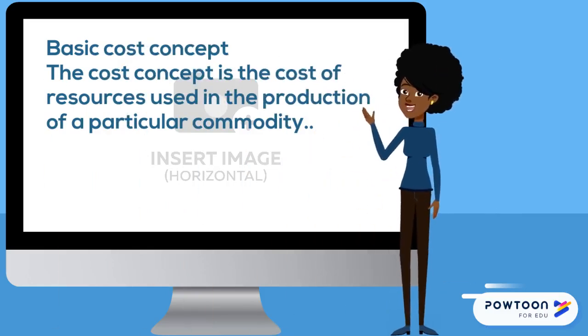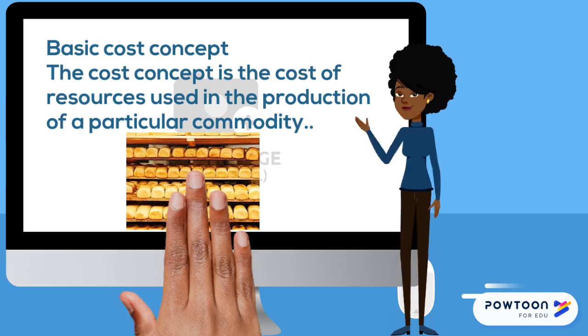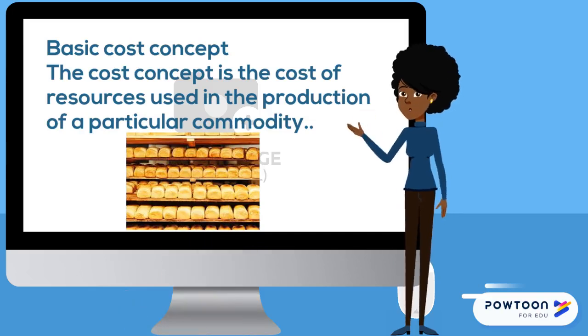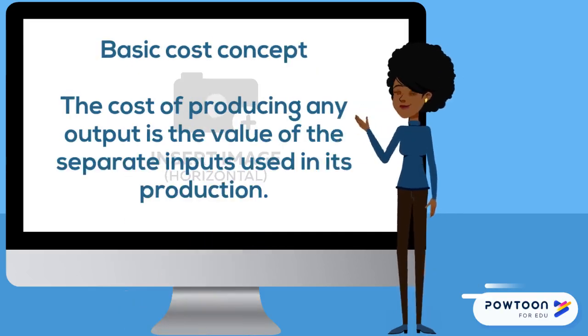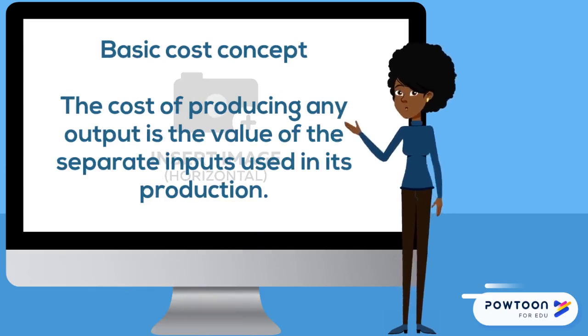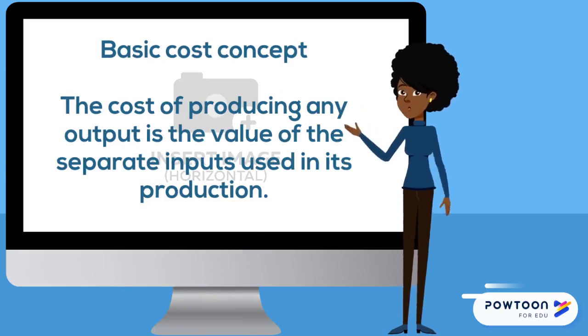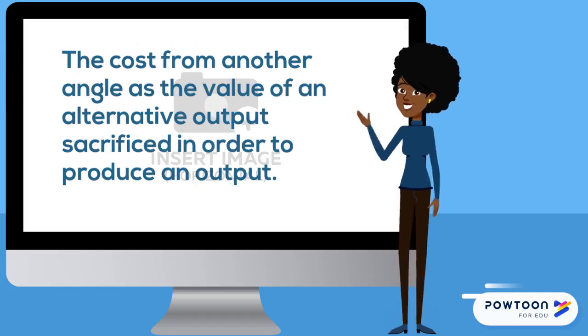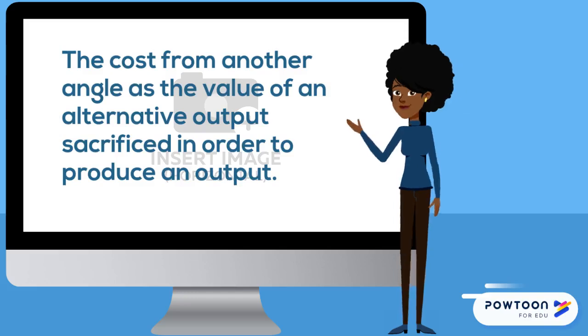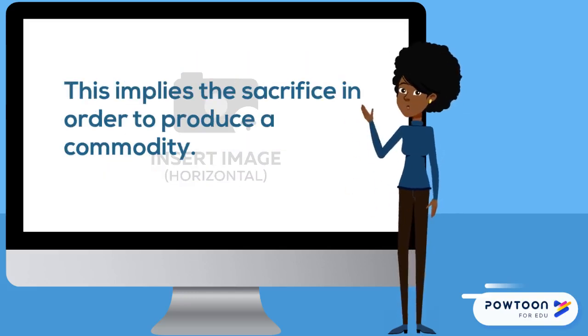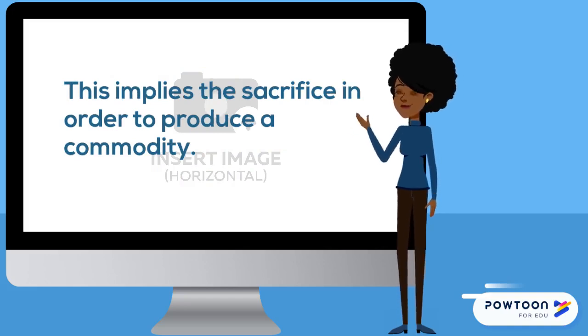The cost concept is the cost of resources used in the production of a particular commodity. The cost of producing any output is the value of the separate inputs used in its production. The cost, from another angle, is the value of an alternative output sacrificed in order to produce an output. This implies the sacrifice in order to produce a commodity.